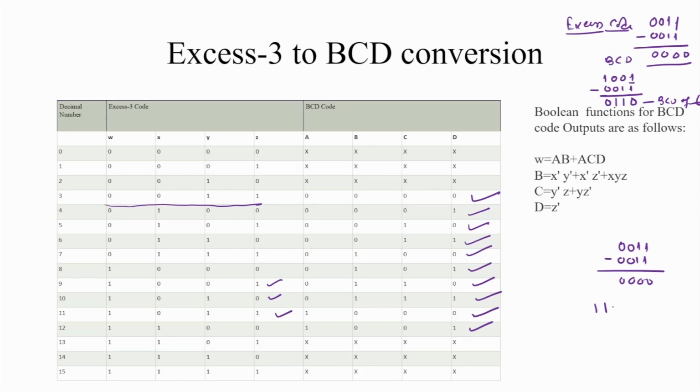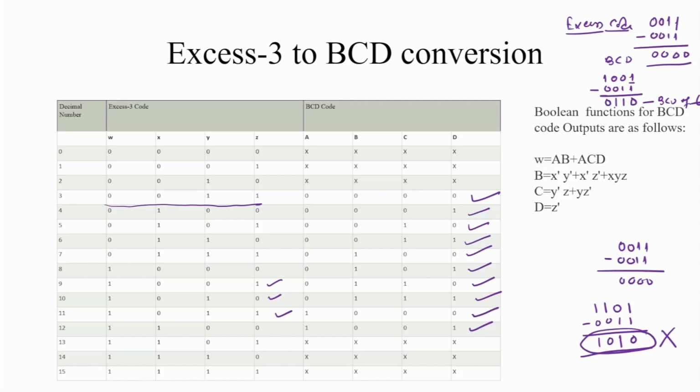When the value is 1101 and we subtract 0011, what do we get as the answer? We get 1010. Here we see that this is not a valid BCD equivalent of any decimal number, which means this is an invalid code. In that situation, when the excess-3 code is 1101, 1110, or 1111, the BCD equivalents are again don't care conditions.